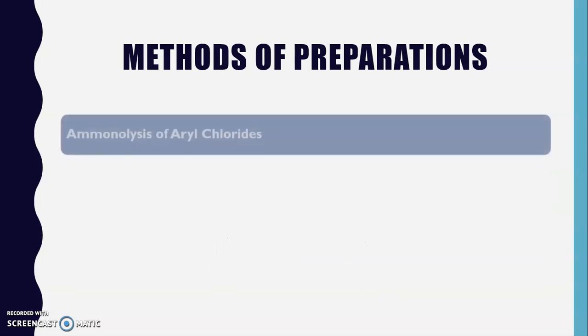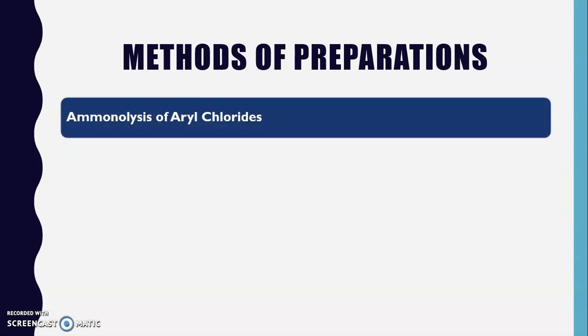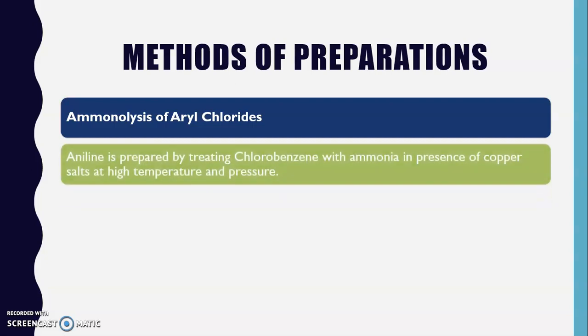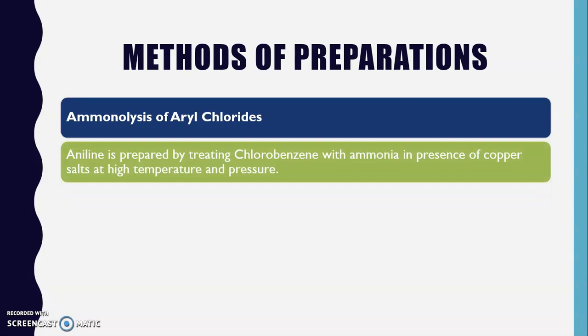Then the second method that is used for the preparation of the aromatic amines is ammonolysis of aryl chlorides. Lysis means breakdown, and ammono means what? In presence of the ammonia. That's why this method utilizes the lysis of aryl chlorides in presence of ammonia. That's why this method is known as the ammonolysis of aryl chlorides.